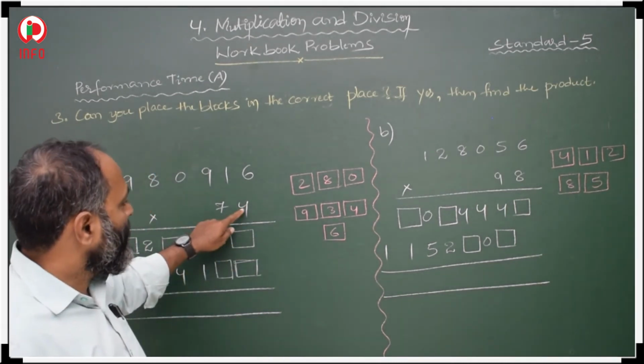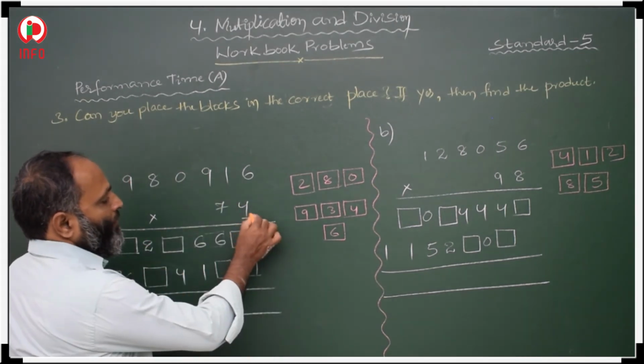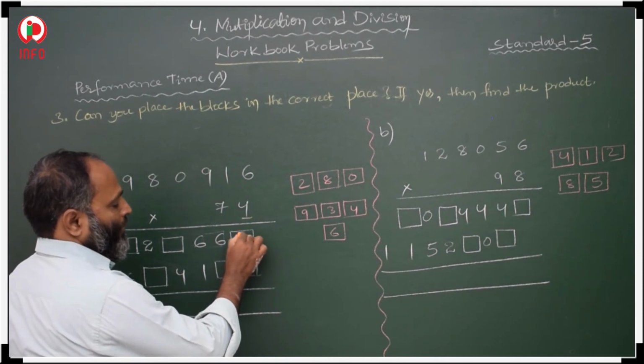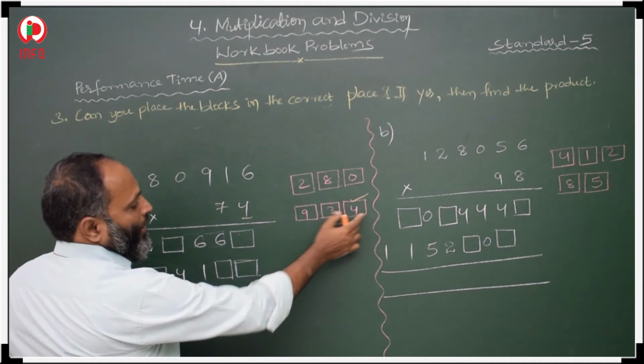First, take 4. 4 6s are 24. 24 means here 4. So this 4 will come. This 4 we have to keep here.